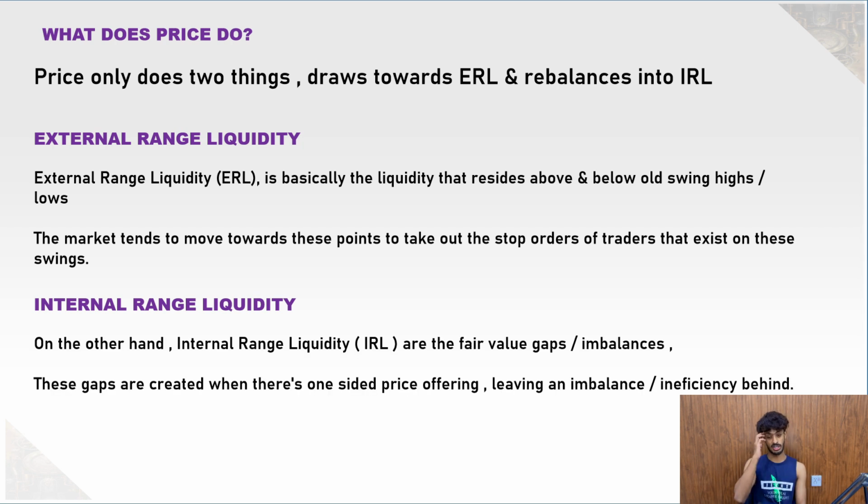And we have the internal range liquidity. On the other hand, internal range liquidity is the fair value gaps, which are the imbalances. I told you about them in day 4. You can watch it and you will understand it better. These gaps are created when price is one-sided, leaving an imbalance, an inefficiency, behind. That's what we call the internal range liquidity, or the fair value gap. Now let's go into a chart example.